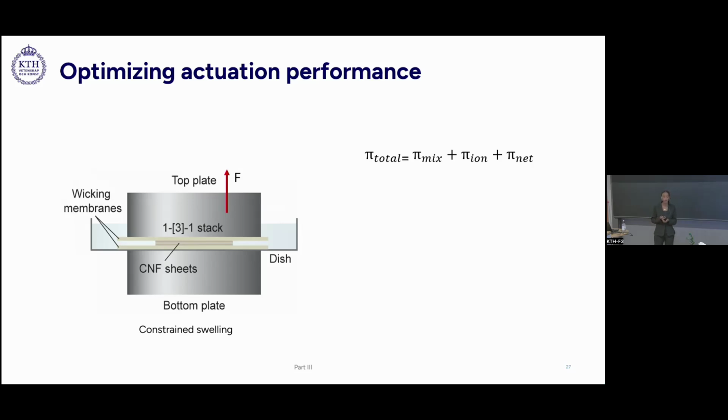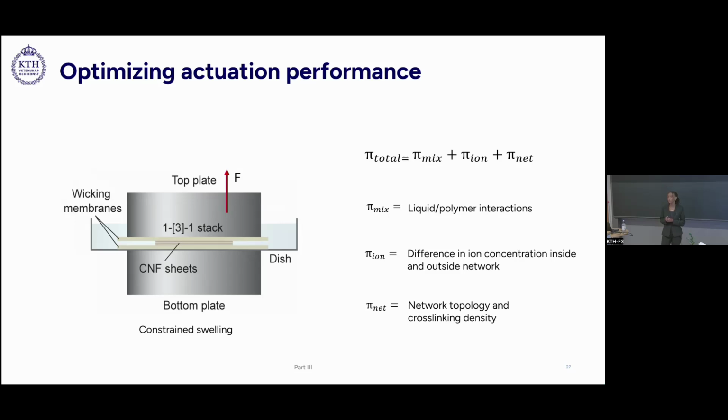So it's related to the liquid polymer mixing, it's related to the difference in ion concentration inside and outside the network, and it's also related to the mechanical restraining forces of the network. So by altering the surface charge, the functionality or the aspect ratio of the fibrils, as well as the drying process of the sheets, we can form fibrillar hydrogels with different actuation capacities, rates, and achievable strains.